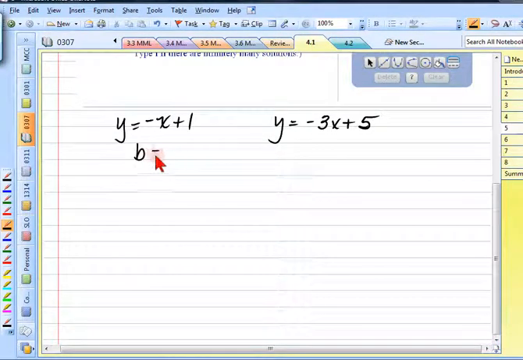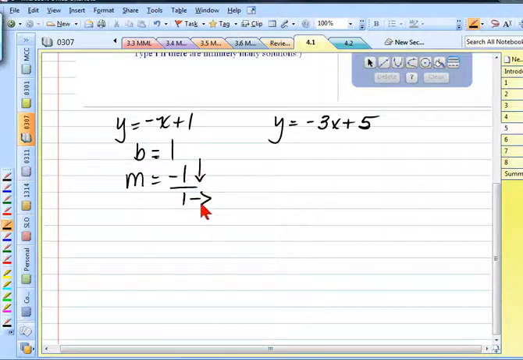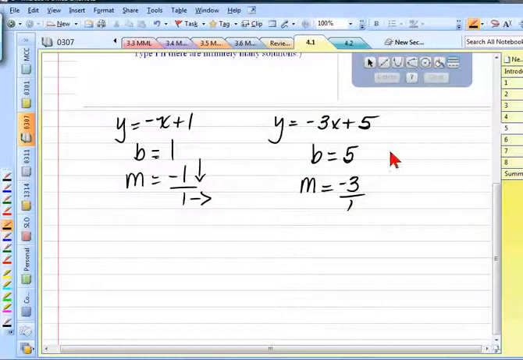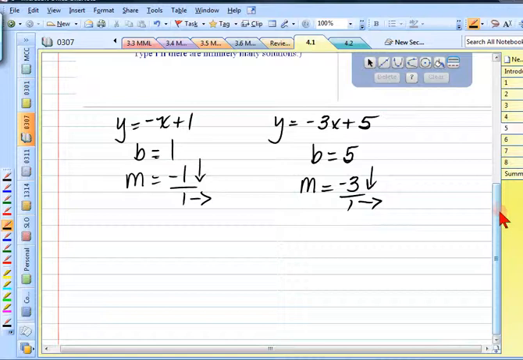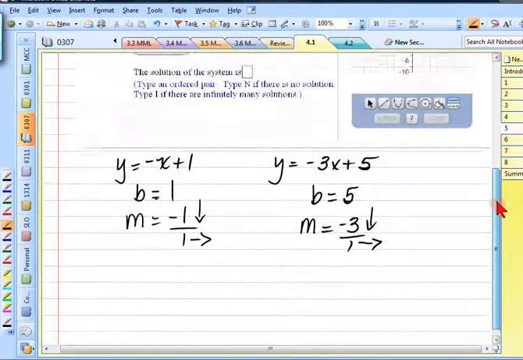Where will I begin for the first line? I will begin at 1, and I will move negative 1 over 1, which is down 1, right 1. There's a negative with the x. Where will I begin the second line? At 5. And my slope is, yes, negative 3, put it over 1, which tells you to go down 3 and right 1. All right, now let's take that information and go back up to the grid.